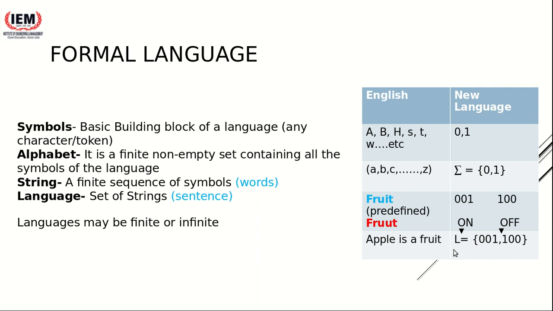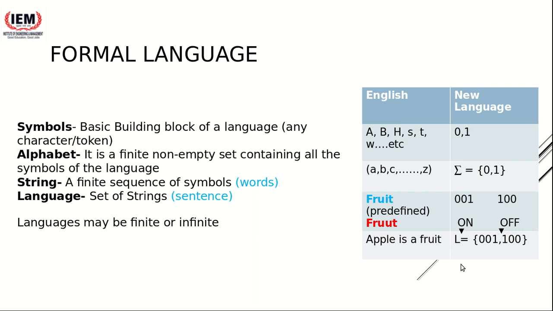So, L is equal to, inside braces, I just write the symbols that are present in my language. So, for my language, I have 001 and 100, which I have decided, right? So, I'll just write them inside curly braces, and this is my language. Okay. So, this is how I can define a language, I can get a new language.